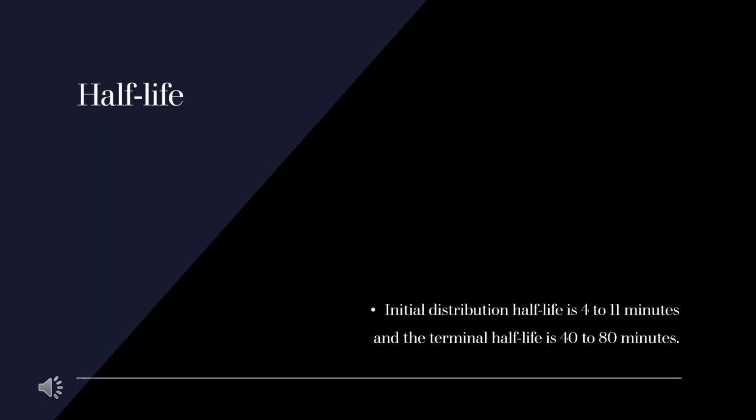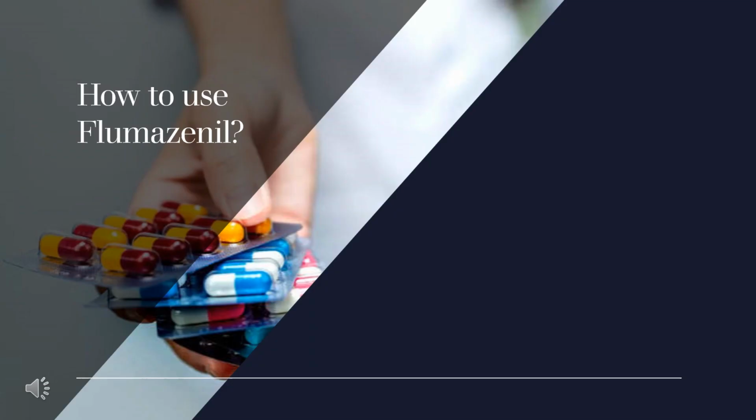Half-life. Initial distribution half-life is 4 to 11 minutes and the terminal half-life is 40 to 80 minutes. Prolongation of the half-life to 1.3 hours in patients with moderate hepatic impairment and 2.4 hours in severely impaired patients. Compared to adults, the elimination half-life in pediatric patients was more variable, averaging 40 minutes, range 20 to 75 minutes.